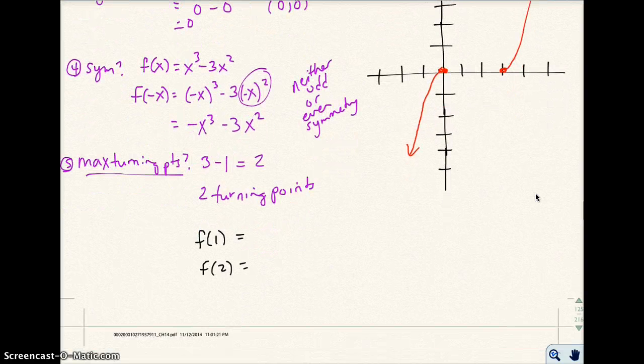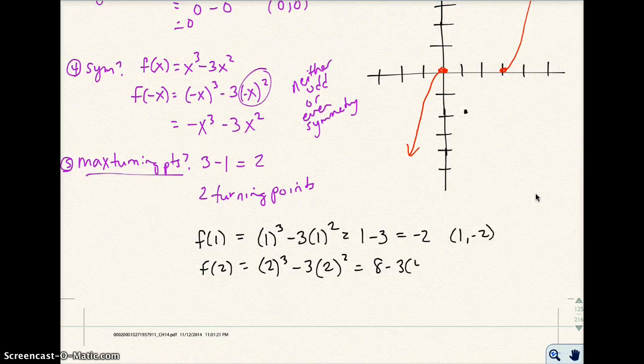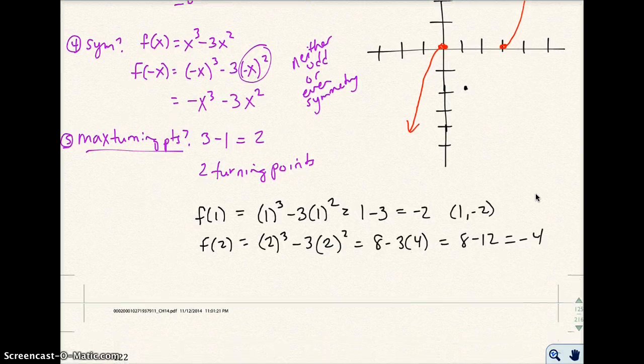Okay, at 1, I have 1 to the third power minus 3 times 1 squared, which is 1 minus 3, which is negative 2. So I get (1, -2), which is going to be a point. Then I try 2. I get 2 to the third power minus 3 times 2 squared, which is 8 minus 3 times 4, which is 8 minus 12, which is negative 4. So I get (2, -4).